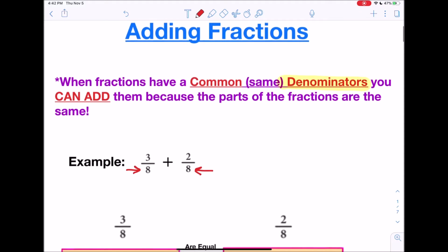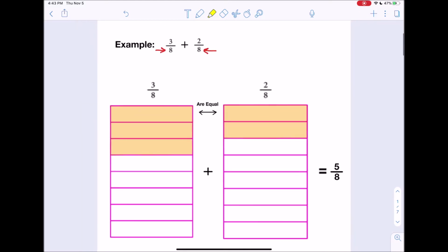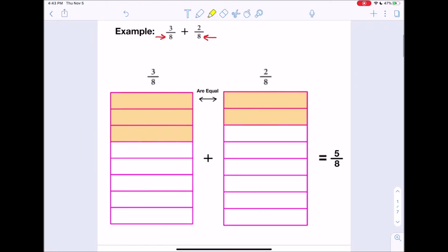So here is an example of fractions with common denominators. We have 3/8 plus 2/8. Now, what do we mean by the parts of the fraction are the same? Well, we can add them because as you can see with the 3/8 and the 2/8, each of these sections are equal because each rectangle has been divided into 8 parts. So that means that each section of the rectangle equals 1/8. There's 8 sections altogether.